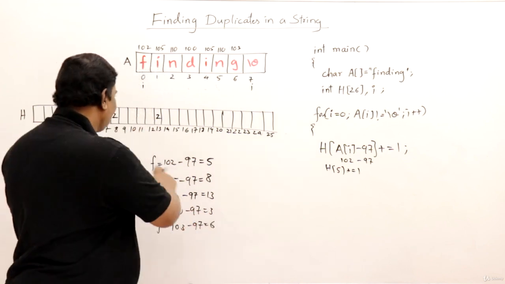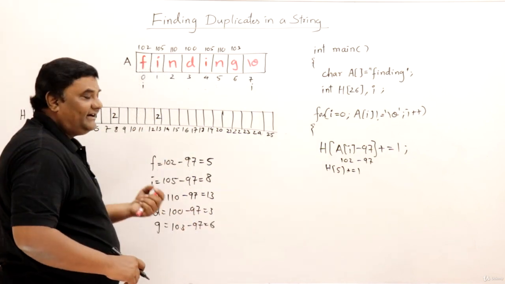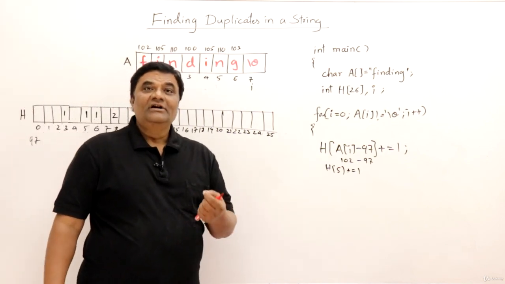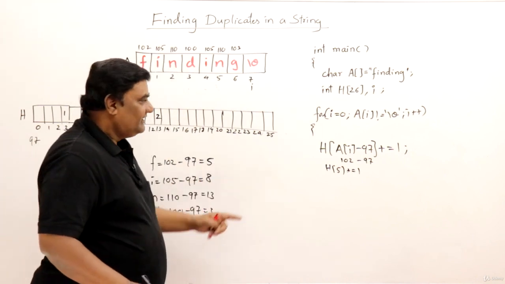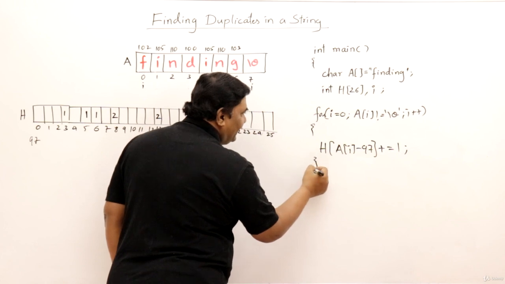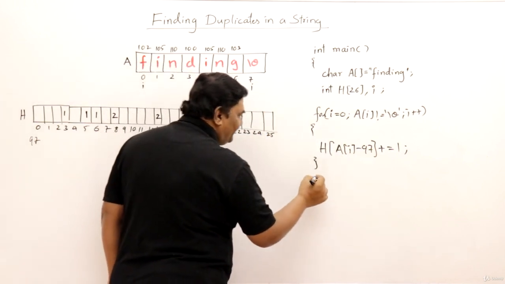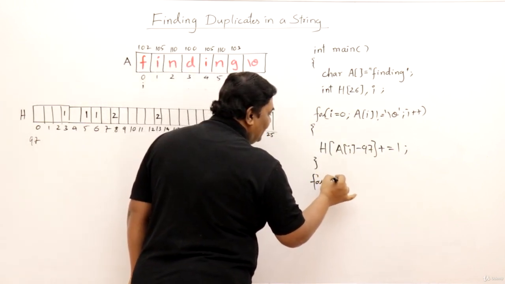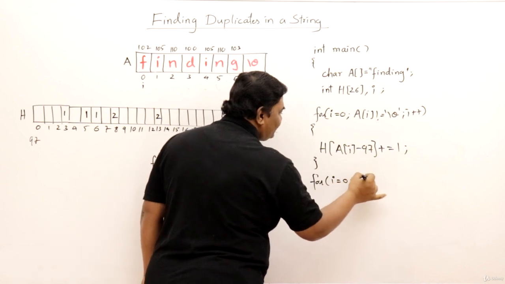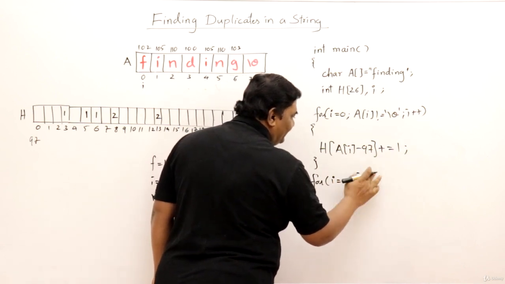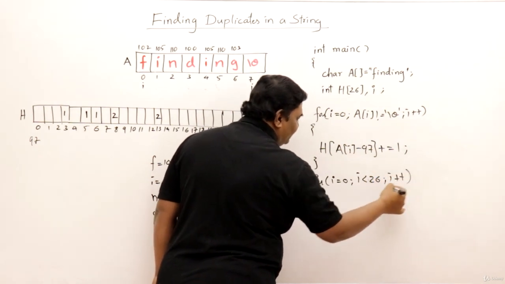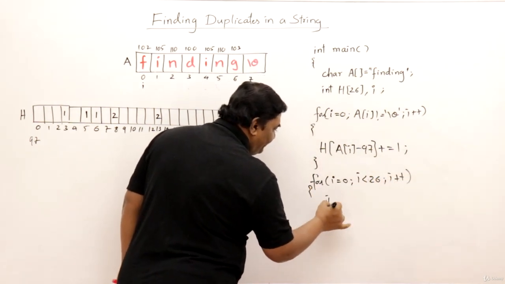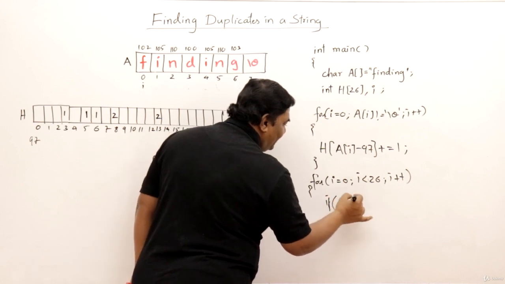Then next I should scan through this hash array and find out if any value is more than 1. If it is more than 1, then the alphabet is repeating. So I'll continue writing. This is the end of the string. We have scanned through the string. Now we have to scan through the hash table. Hash table starts from 0 and ends at 25. So less than 26 I can write here. Then I plus plus.